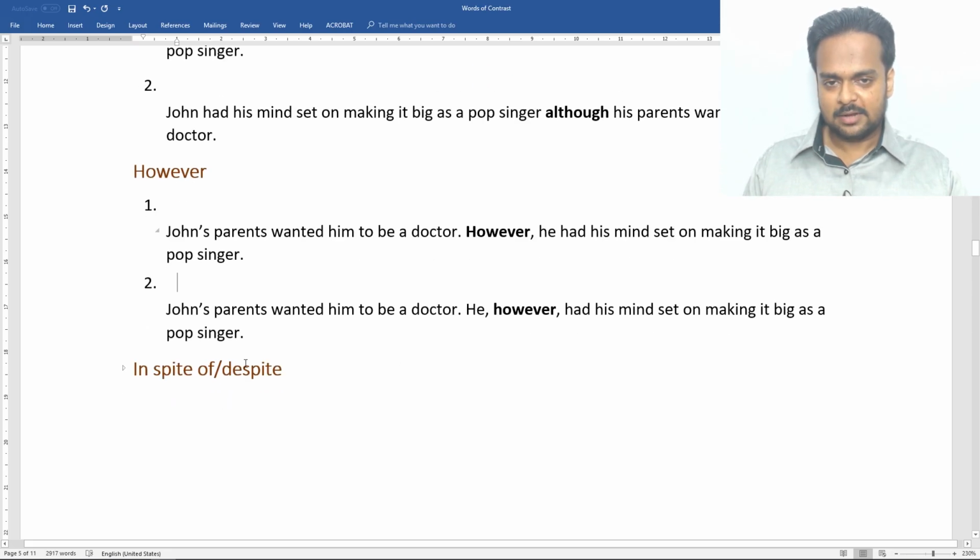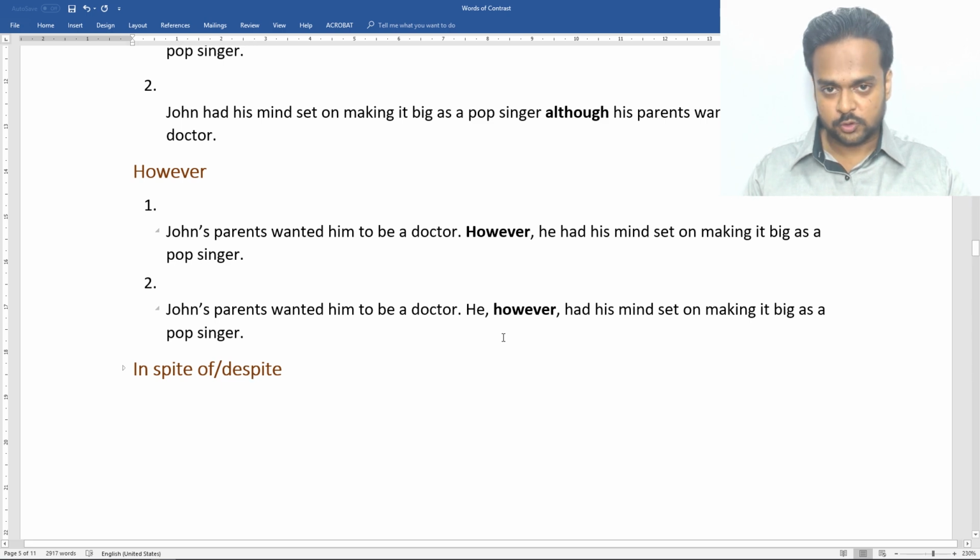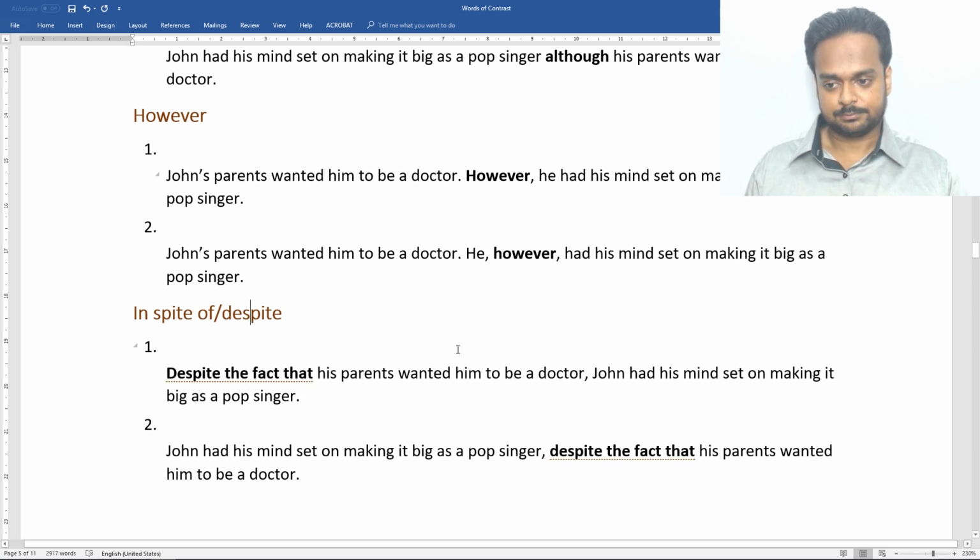Now with in spite of and despite, we have a problem here because we don't have a noun phrase or an ing verb phrase in the original sentence. So you have to write it like this. Despite the fact that his parents wanted him to be a doctor, John had his mind set on making it big as a pop singer.